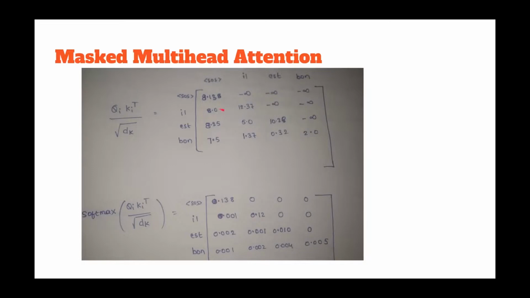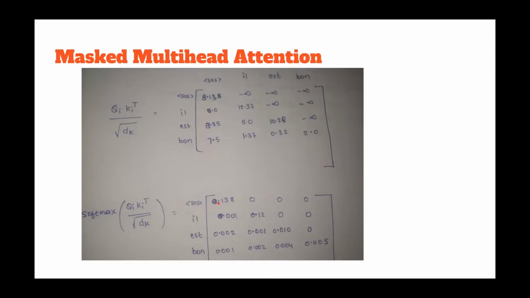In time step two, the model will have the data about SOS and IL, but it won't have data about other tokens like EST and BON. So you have to incorporate that change in the training as well. Whatever is to the right of IL, we mask those tokens, so we mask EST and BON. Same in the third row: up to EST we have SOS, IL, and EST, but we don't have data about BON, so we mask it with minus infinity. At last, in the fourth row, we have all four.